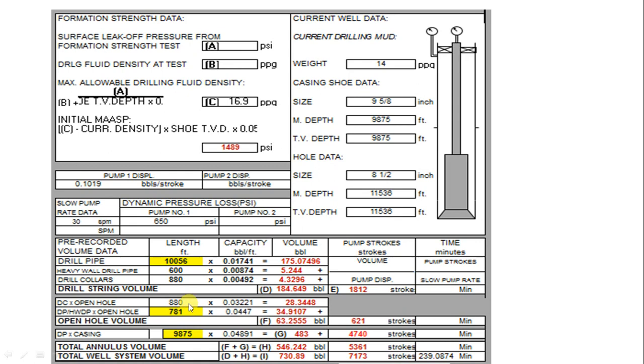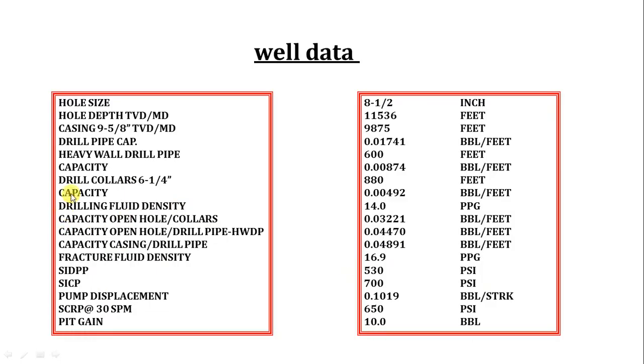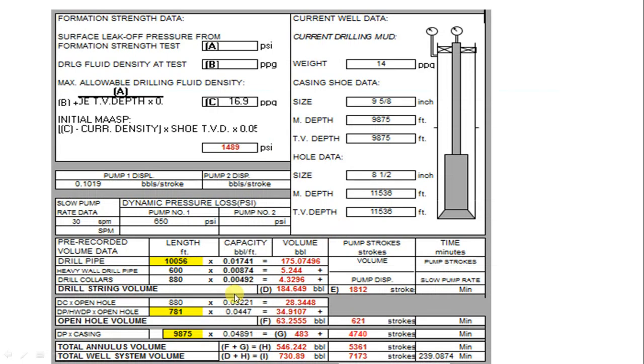What else? Here the drill collar, and what is the capacity in the open hole annulus against the drill collar? He gives it to you here, which is the capacity of the open hole and drill collar. This number is put against it, and after you put the number, erase it or put a cross over it or make a mark over it. So it is 0.03221 here, and also by multiplying both you will get the value.